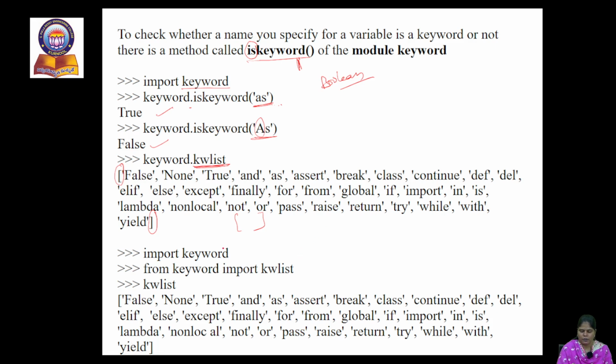So this is one way of importing, or else you can even go with from. Whenever you are using from, there is no need of using keyword dot, you can directly use the property and call it. So it will display all the keywords available.